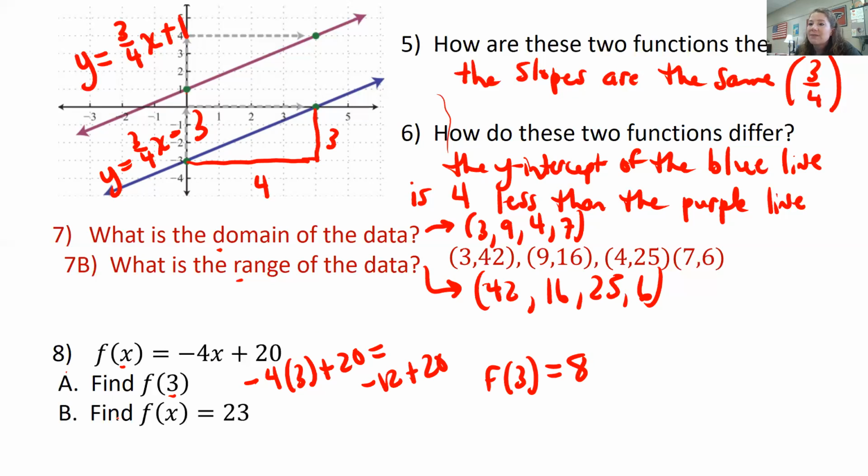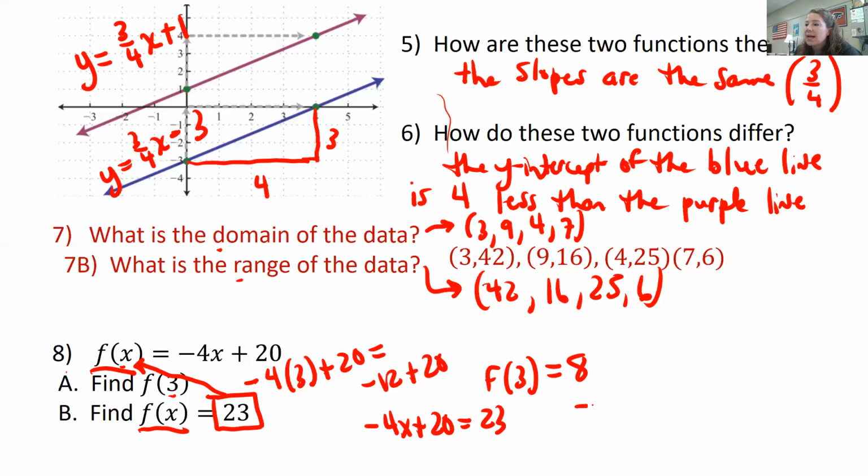All right, so then it says find x when the f of x is equal to 23. Well, this whole thing takes the place of this whole thing, right? So that means we're plugging in 23 right there. The whole value is 23. In other words, we're going to set this equation equal to 23. So what are we going to do? We're going to subtract 20 from 23.